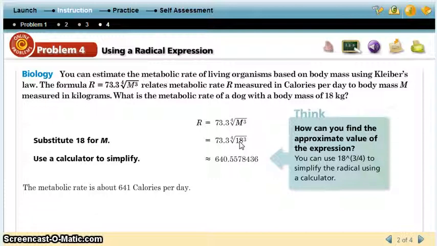You have a calculator. You can follow the radical and rational expression rules. Any of that will apply here. Basically, you're taking the 4th root of 18 to the 3rd. So take 18 to the 3rd and then take the 4th root of it if you want to. Or you can use 18 raised to the 3/4 power. That's changing it to a rational exponent. And then multiply that result by 73.3, and this is what you get. So the metabolic rate for this dog is approximately 641 calories per day.